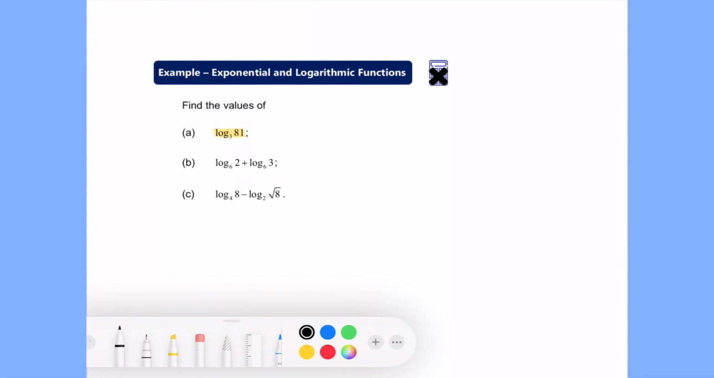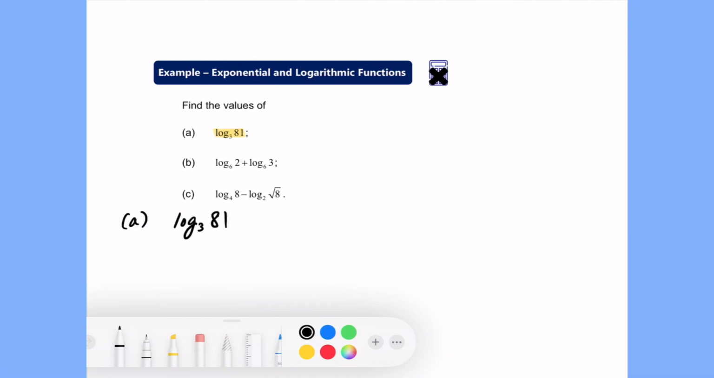The first thing we can do is to identify what will be the base and what will be the number inside the logarithm. From this one, we can see that the base is 3 and the number inside the logarithm is 81. Then we can try to look at the relationship between 3 and 81. Of course, all of us know that 81 is a multiple of 3, but more importantly, 81 can be presented as 3 to the power 4, which can be expressed as a certain power of the base.